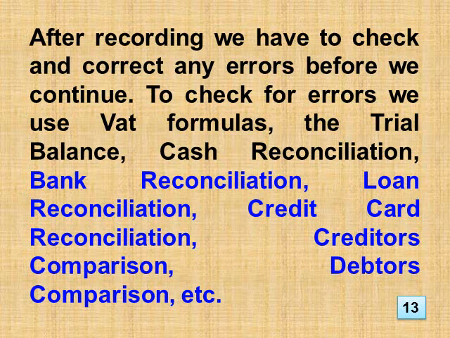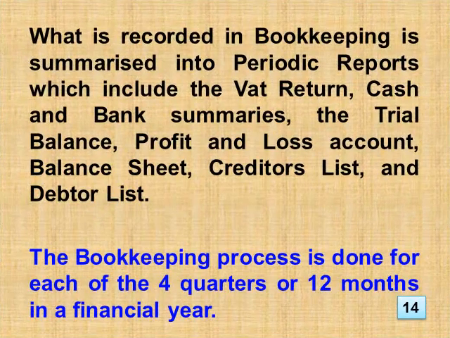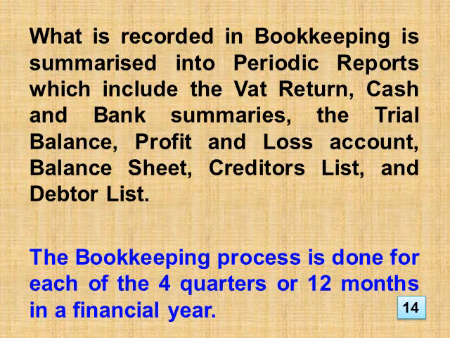After recording, we have to check and correct any errors before we continue. To check for errors, we use VAT formulas, the trial balance, cash reconciliation, bank reconciliation, loan reconciliation, credit card reconciliation, creditors comparison, debtors comparison, etc. What is recorded in bookkeeping is summarized into periodic reports, which include the VAT return, cash and bank summaries, the trial balance, profit and loss account, balance sheet, creditors list, and debtor list. The bookkeeping process is done for each of the 4 quarters or 12 months in a financial year.